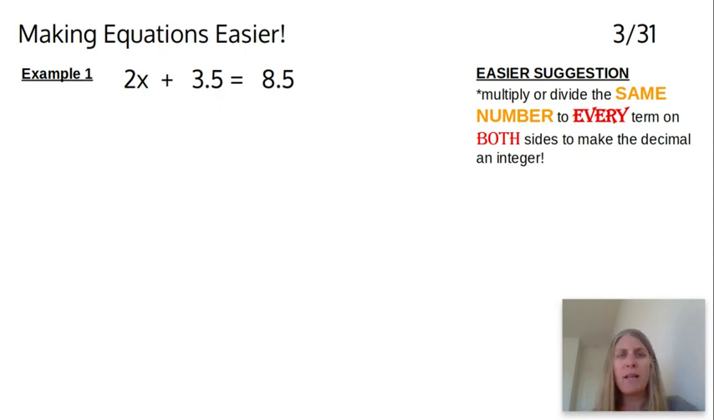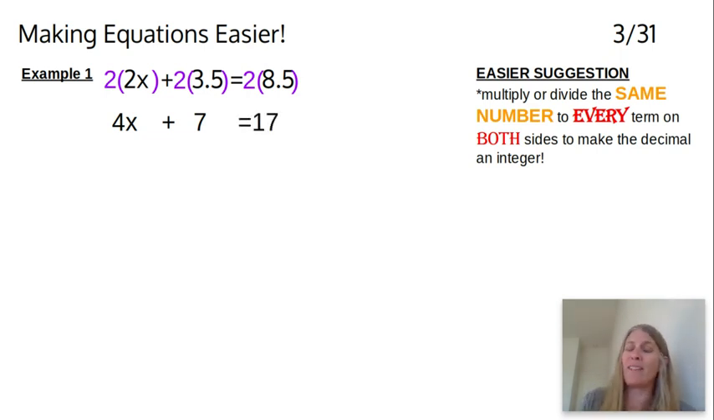So when we have something like 3.5, we know that if we double it, or multiply it by 2, then it is no longer going to have a decimal in it. It's going to turn into an integer. So we're going to multiply every single term on both sides of our equation by 2. So 2 times 2x gives us 4x, 2 times 3.5 gives us plus 7, and 2 times 8.5 gives us 17.